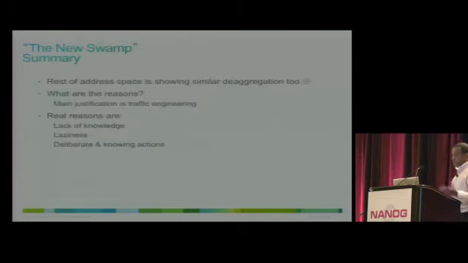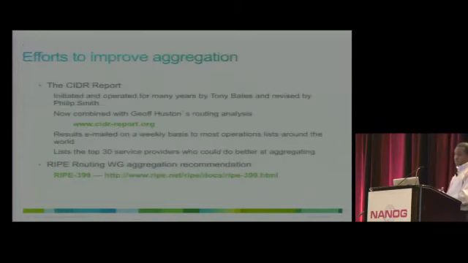So why is there a new swamp? Some of the reasons are lack of knowledge. In some cases, laziness, essentially. In some cases, they know it, but they think it is necessary and they do it. So, efforts to improve.